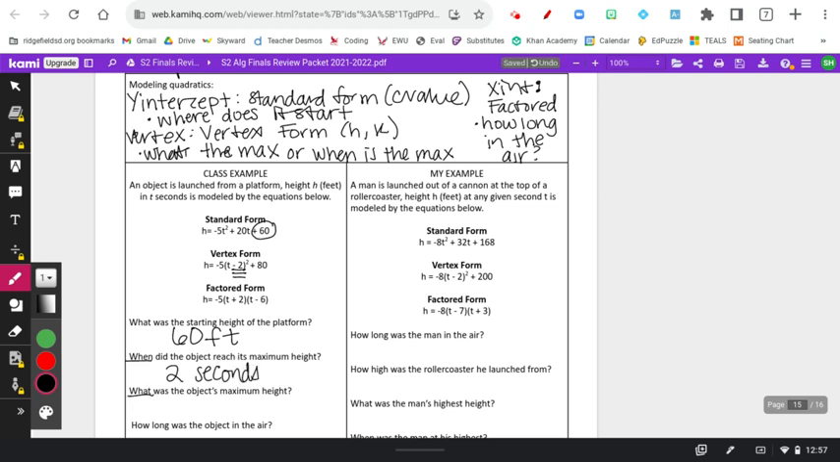What was the object's maximum height? Again, that's the vertex, so that's the k value of the vertex. That's this right here, the 80 feet.